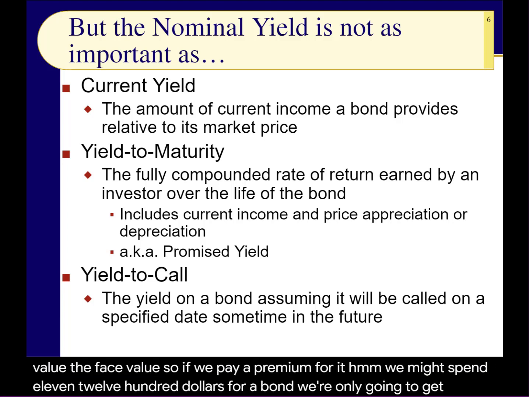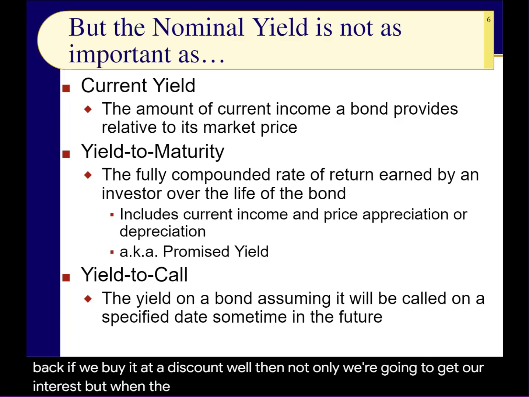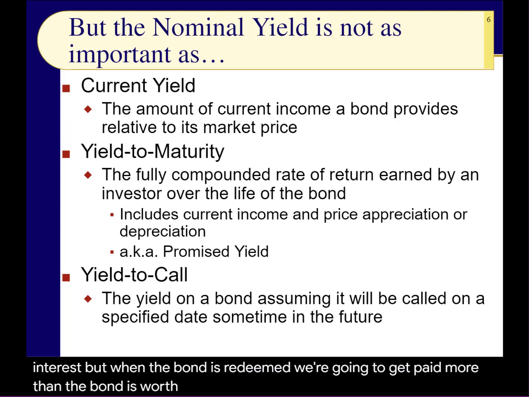We're only going to get $1,000 back. If we buy it at a discount, well then, not only are we going to get our interest, but when the bond is redeemed, we're going to get paid more than the bond is worth because the principal is fixed.